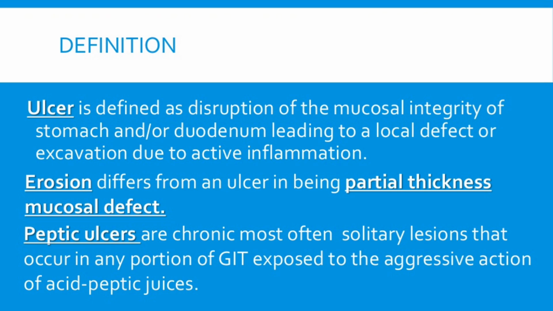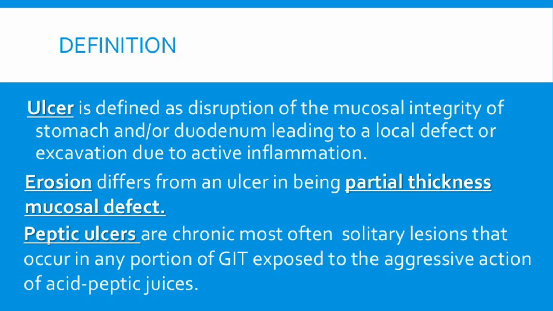So an ulcer is defined as disruption of the mucosal integrity of the stomach and/or duodenum, leading to a local defect or excavation due to active inflammation. Erosion differs from an ulcer in being a partial thickness mucosal defect. So, on the other hand, erosion is a superficial break in the mucosal lining that does not extend beyond the muscularis mucosa. It's a shallow lesion that affects only the surface layer of the stomach or intestinal lining.